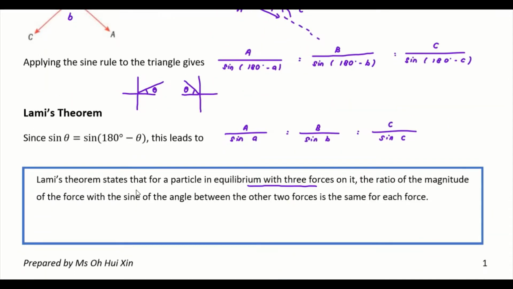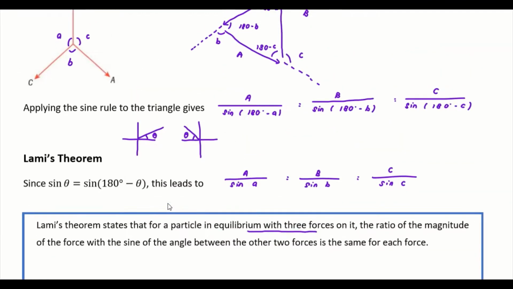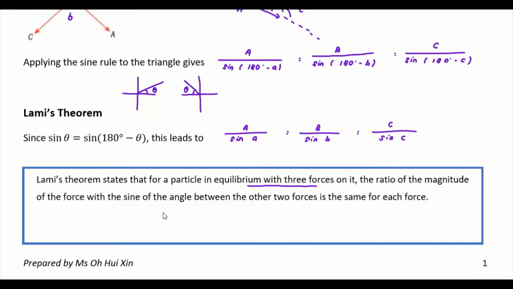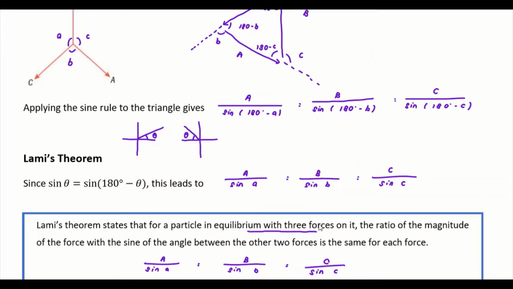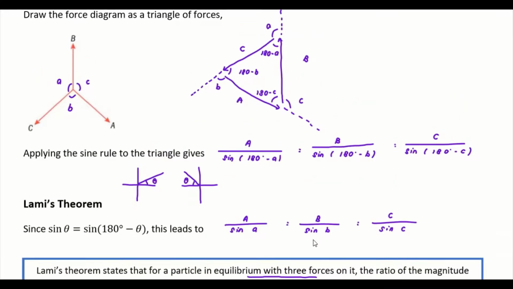Okay, so Lami's theorem states that for a particle in equilibrium with three forces on it, the ratio of the magnitude of a force to the sine of the angle between the two other forces, so that is a and the sine of the angle between the two other forces, which is the small a here, will be the same for each force. So you can just remember that a over sine A is equal to b over sine B, and then equal to c over sine C. You can see that it's roughly the same as what we have in sine rule, like the triangle thing, but what we apply is a different thing. The angle that we look at is in a diagram like this.